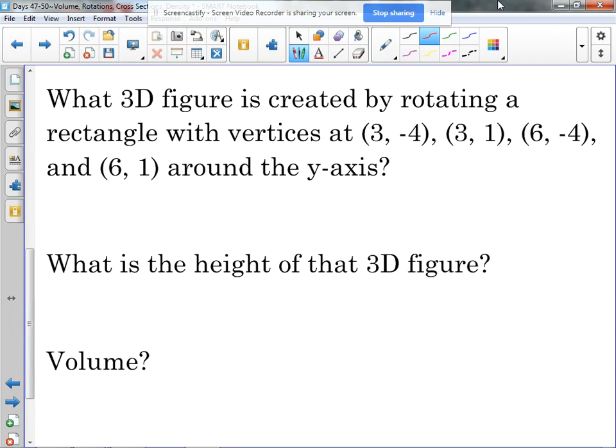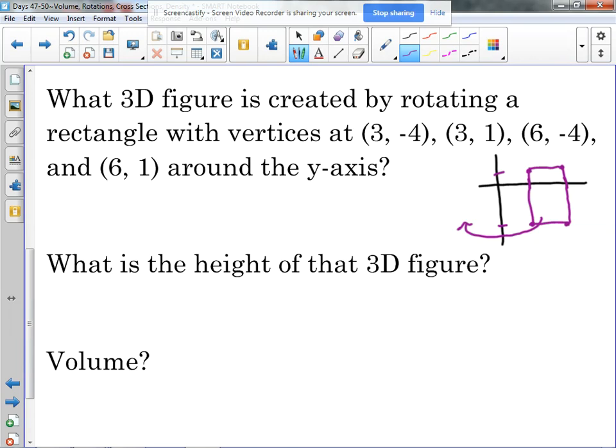What three-dimensional figure is created by rotating a rectangle with vertices at (3, -4), (3, 1), (6, -4), and (6, 1) around the y-axis? So anytime I'm given a problem like that, I am most definitely going to draw myself a sketch. I need a good idea of what this is looking like. So (3, -4), (3, 1), (6, -4), and (6, 1). There's my rectangle. And I'm going to rotate this around the y-axis.